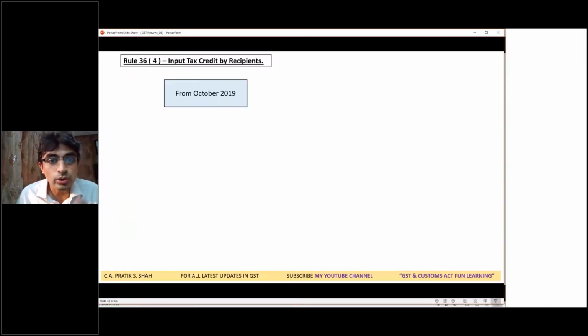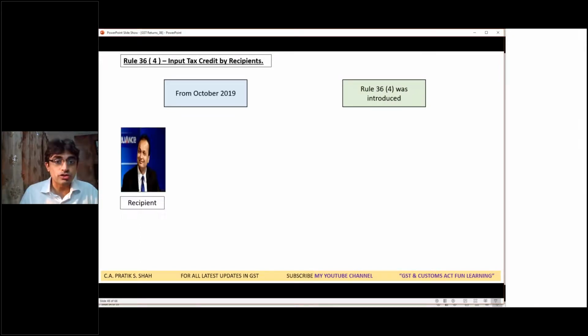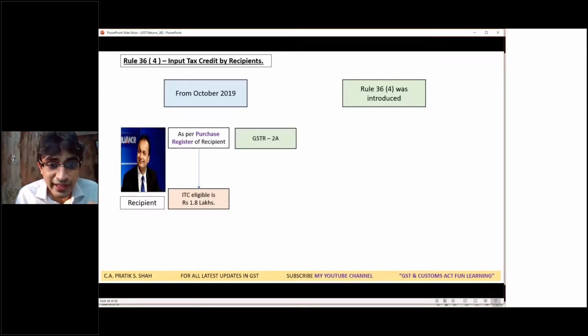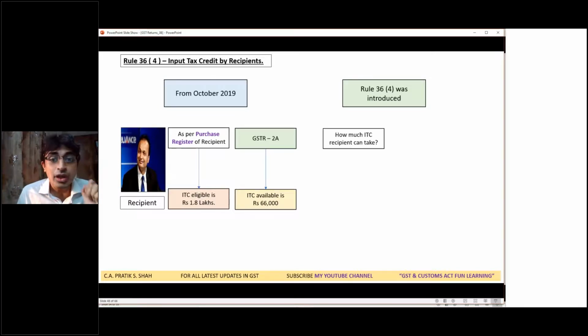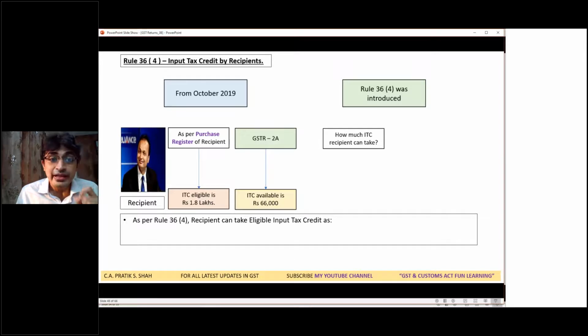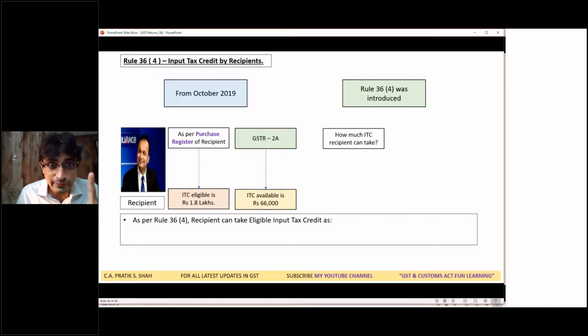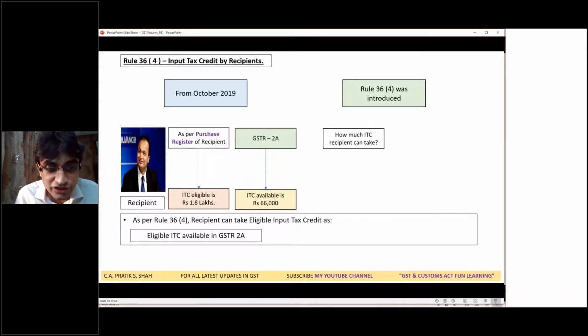You know what is the rule? See this. From October 19, there in your exam, Rule 36 sub Rule 4 was introduced. It says, recipient, what was actual ITC? 1,80,000. What was as per 2A? 66,000. You know what this rule says? As per this, recipient can take only that much ITC which is available in 2A into 110%, means plus 10%. I repeat, how much ITC can the recipient take? Which is available in his GSTR 2A plus 10%, or you can say into 110%.